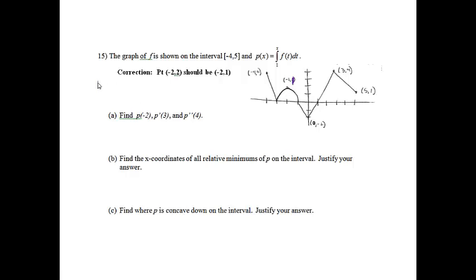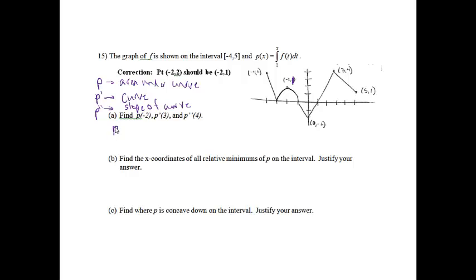Okay, what I like to start out by doing, we know that p, because it's the integral of f, is going to be the area under the curve. Okay, p prime, if I take the derivative and the integral, they just cancel each other out, so it will just be the curve. And p double prime will be the slope of the curve. So that should help me out.